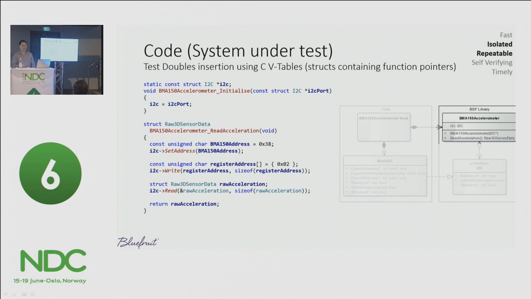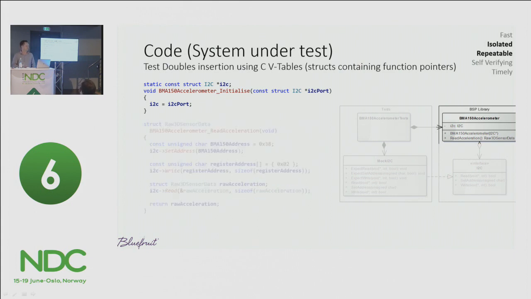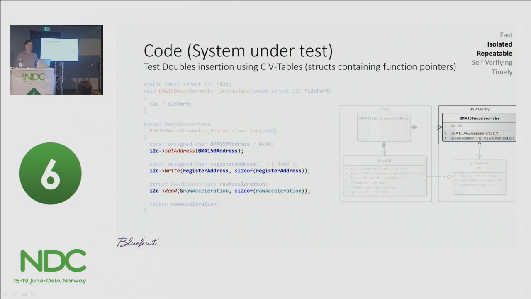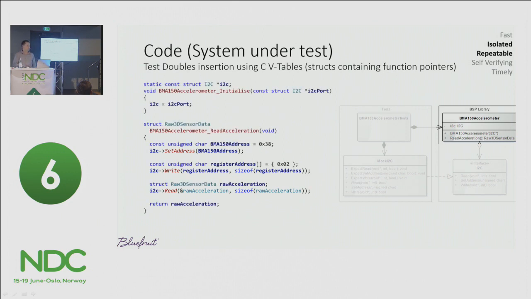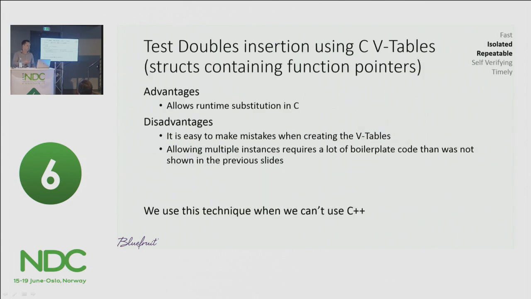So now I have my tests, I can write my code. The code needs to have the dependency injected into it. So the BMA150 accelerometer initialize function will store the injected dependency in a file level variable. This is the code which actually allows me to insert the test double. The BMA150 accelerometer read acceleration function can then use the injected dependency. So this allows me to test the code and have runtime substitution in C.